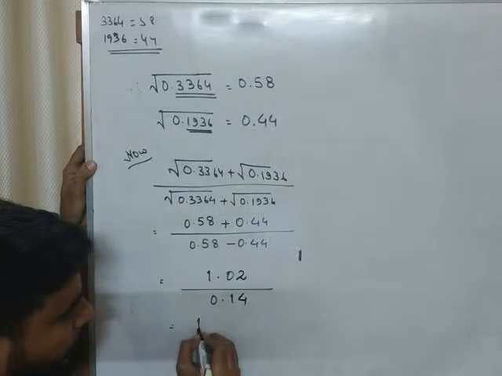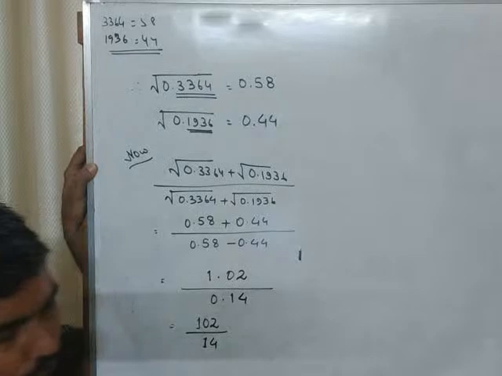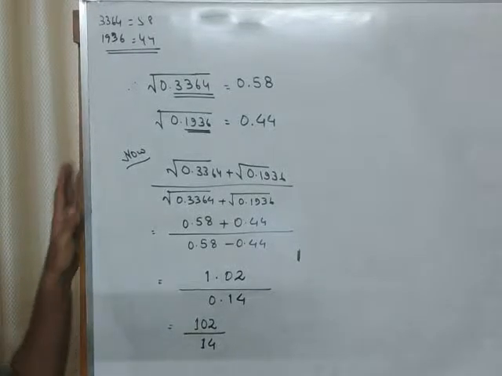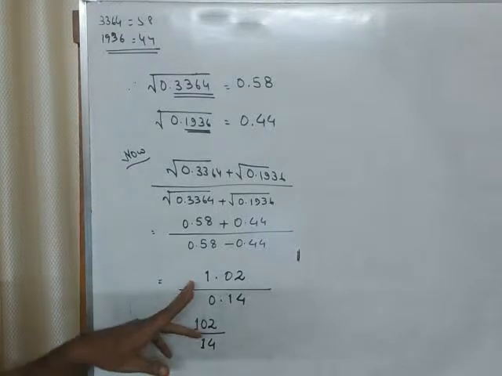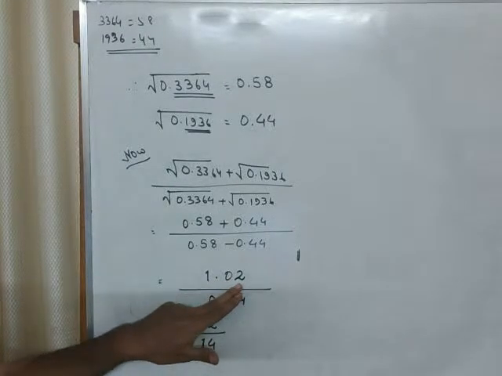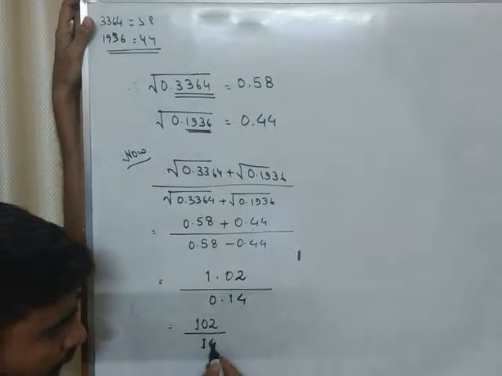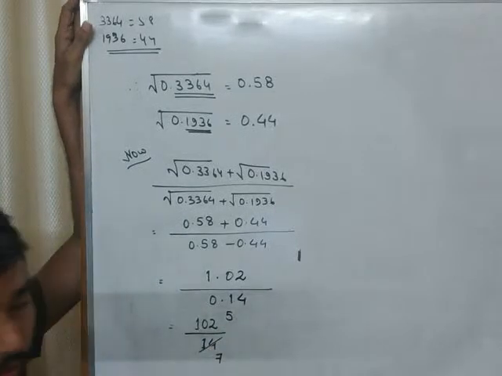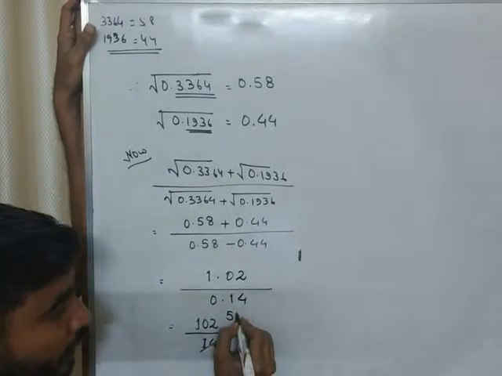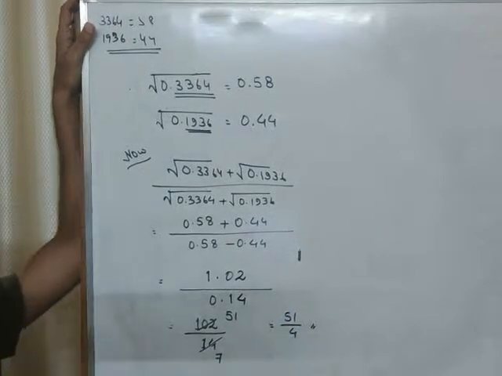So it will be 102 divided by 14. Clear? The decimal places are directly removed because we have an equal number of decimal places, 2 above and 2 below. So now both are even numbers and can be cancelled by 2. 2 7 times is 14, 2 5 times is 10, and 2 1 times is 2, which will be equal to 51 by 7.